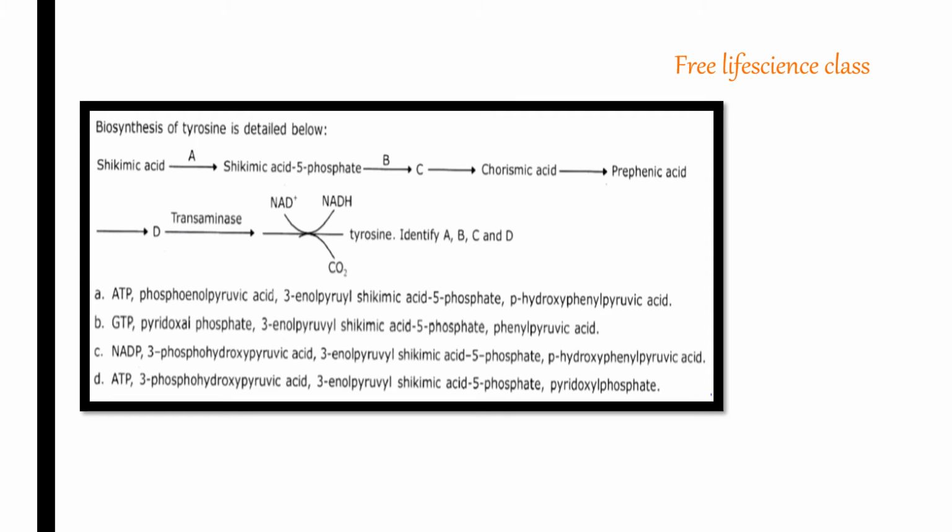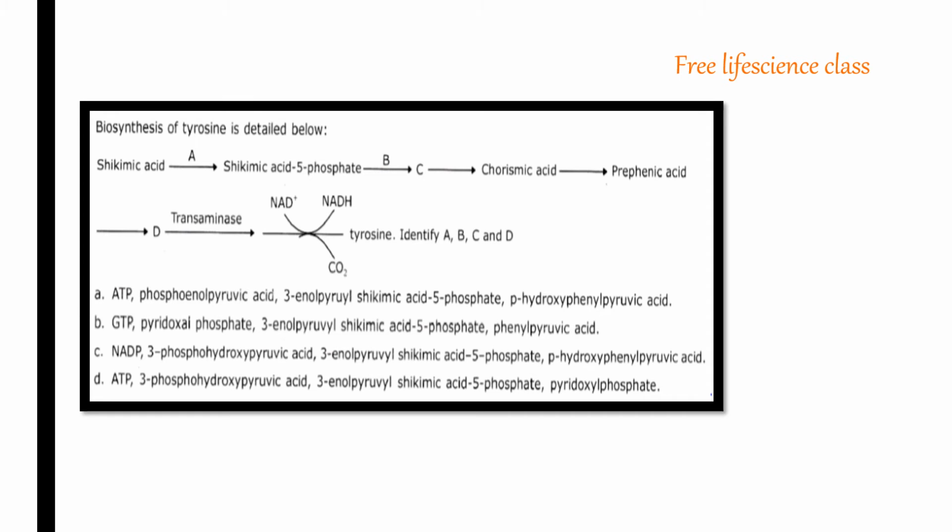To solve this question, whenever you are asked for a pathway, you just go through the options, so you can understand what all they are asking. Are they asking for an enzyme, or any other intermediate product, or any other reaction which is happening here? So you can get an idea from the options.